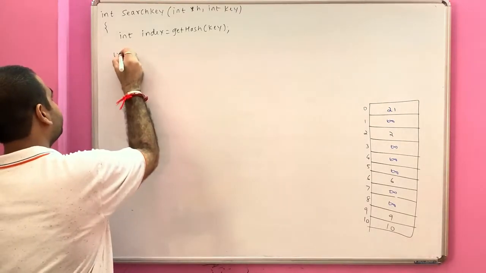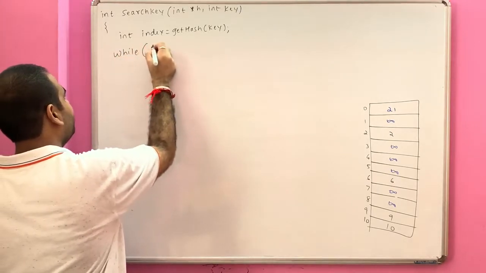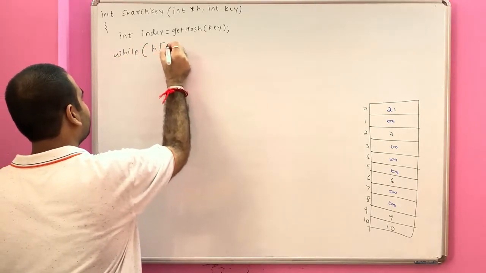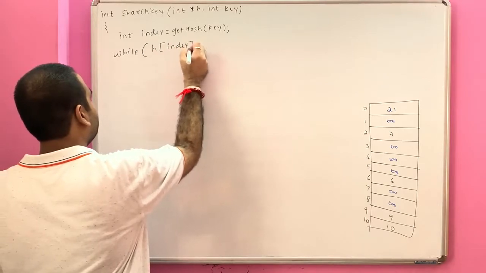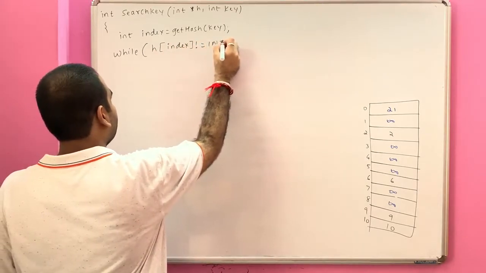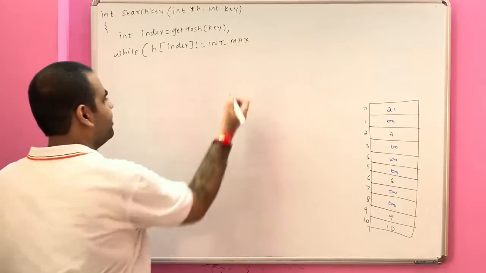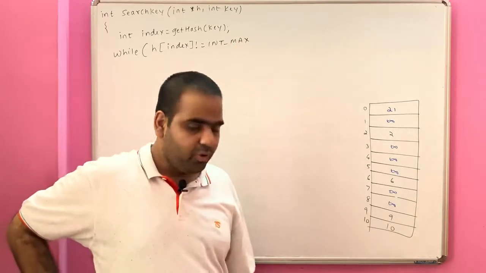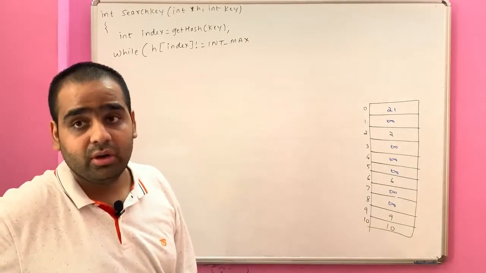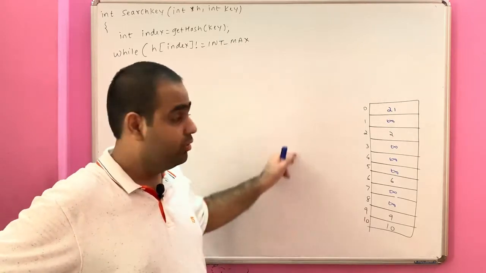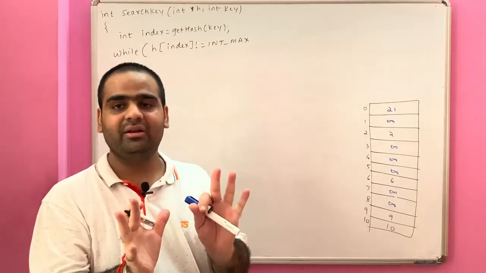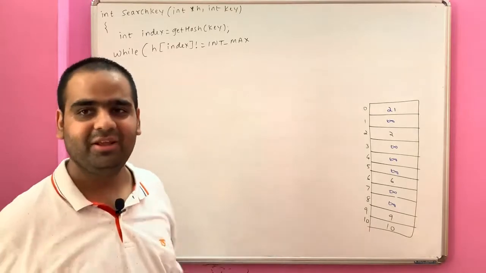Till how long should we search? See here, while h of index is not equal to int max. Till it is not equal to int max. That means int max says it is not there. Suppose I want to search 32. 32 modulo 11 is 10. 32 not there, you go over here. 32 not there. As soon as you get infinity, that means the slot is empty. You need to stop over here.